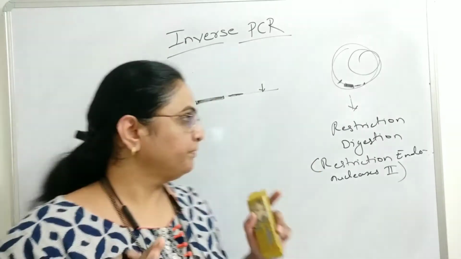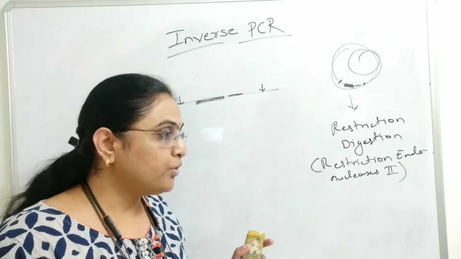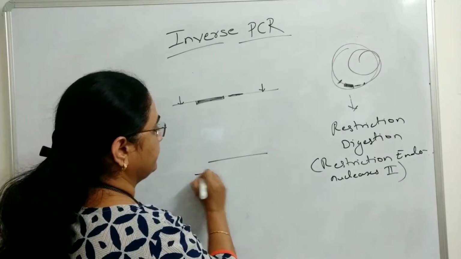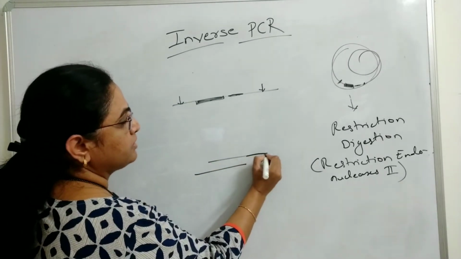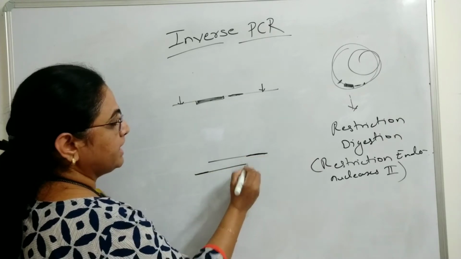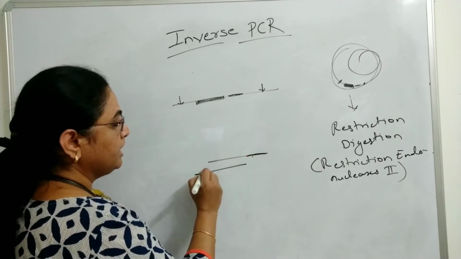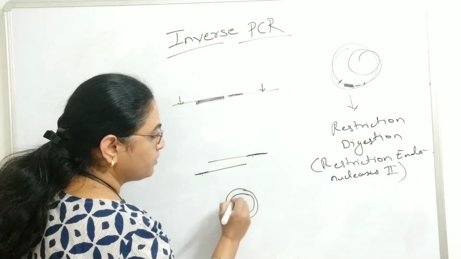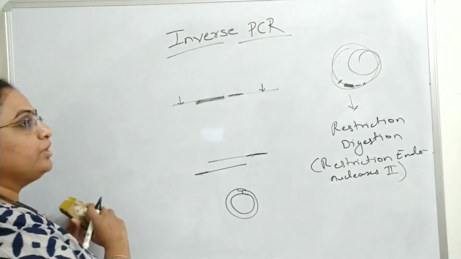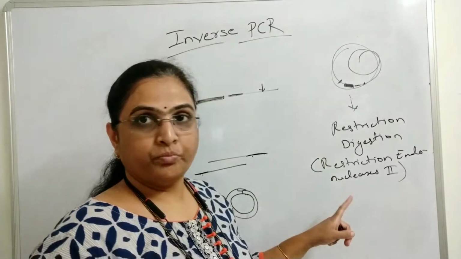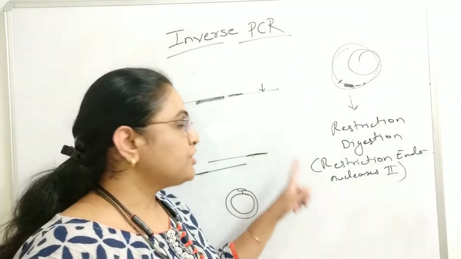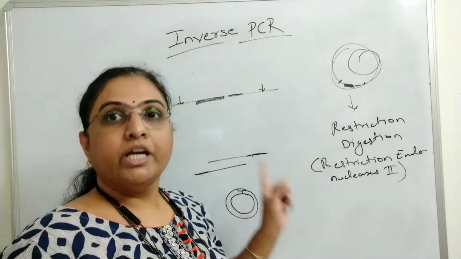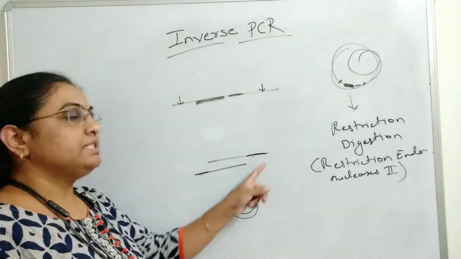Second thing, when you are selecting restriction endonucleases, it should produce sticky ends. These overhangs are called the sticky ends. These overhangs can complementary base pair and form a circular DNA molecule. So here the restriction endonuclease, when you are using it, its restriction site should flank the DNA that you want to amplify, and the second one, it should form the sticky ends.